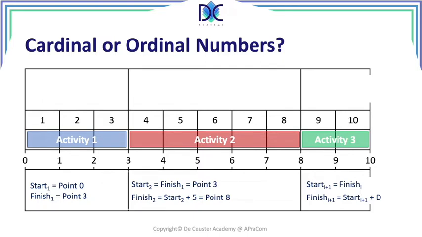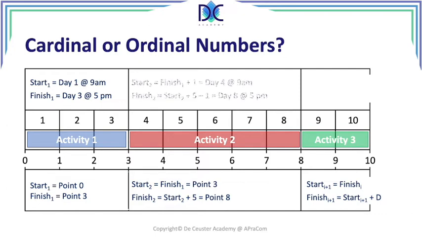When we use the ordinal numbers, we see that activity 1 starts at day 1 at 9 a.m. and finishes at day 3 at the end of the day. So activity 2 can only start the next day. So the start of 2 is the finish of the predecessor plus 1. This is in this case day 4 at 9 a.m.